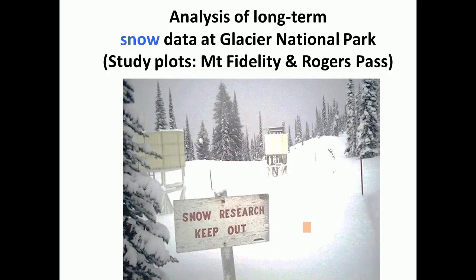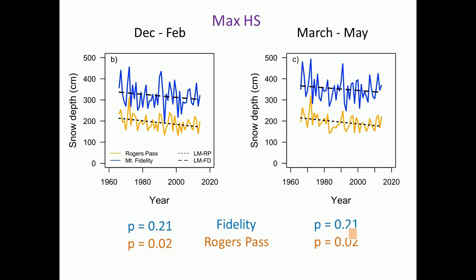Now let's look at trends in the snowfall and snowpack from both sites. This is another old photo of the treeline study plot at 1905 meters on Mount Fidelity. Let's start with the maximum snowpack height, HS, over the 50 years at the two sites. At the Fidelity study plot, during some winters, we see midwinter snowpack heights over 400 centimeters. The trend at Fidelity is too variable, that is, it bounces around too much to be significant, but there is a significant decreasing trend at Rogers Pass.